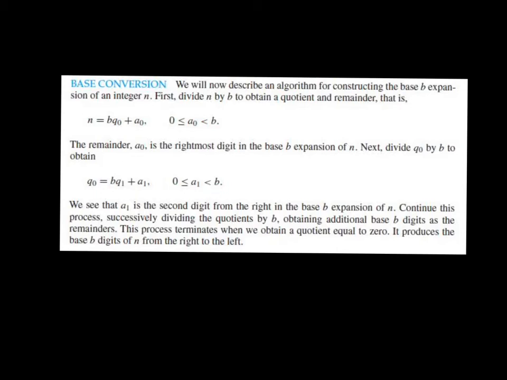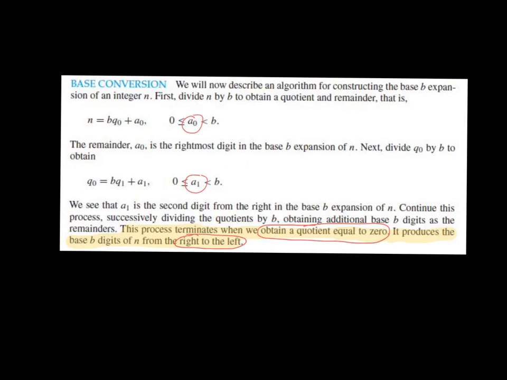And then you just do this over and over. This stops eventually. This process terminates when we get a quotient equal to 0, and it produces the base b digits of n from right to left. So I highlighted that, and I'm going to circle the important parts. You stop when you obtain a quotient equal to 0, and you read the digits from right to left. That is, these remainders are going to be the digits in your new base, and you read them from right to left.